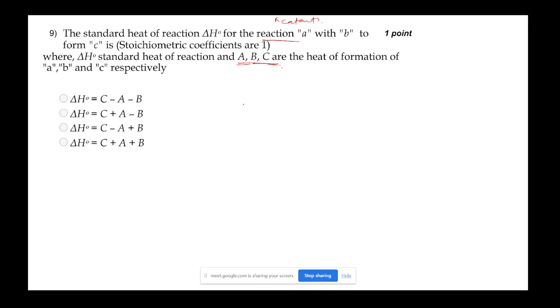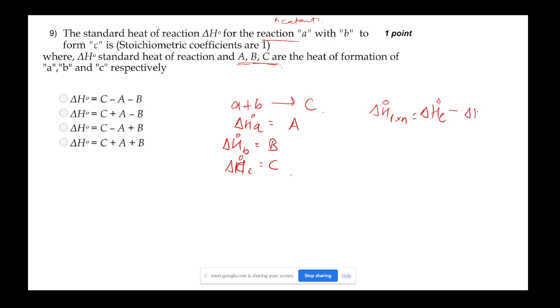The reaction occurring is A plus B gives C, and the heat of formation for A is A, for B is B, and for C is C. So the heat of reaction, delta H naught, is products minus reactants: delta H naught for C minus delta H naught for B minus delta H naught for A. So it is C minus A minus B. So A is the correct option.